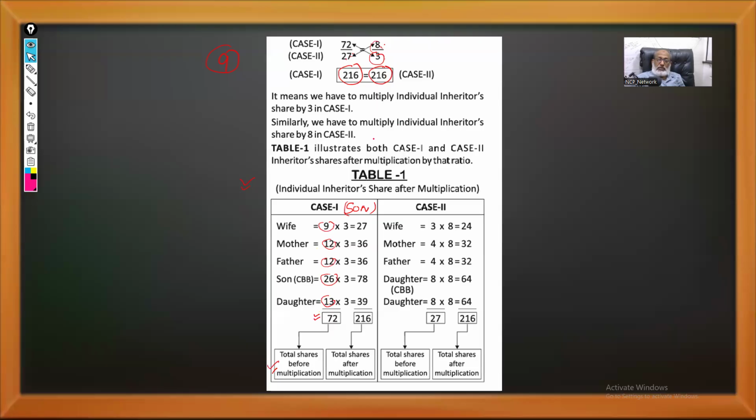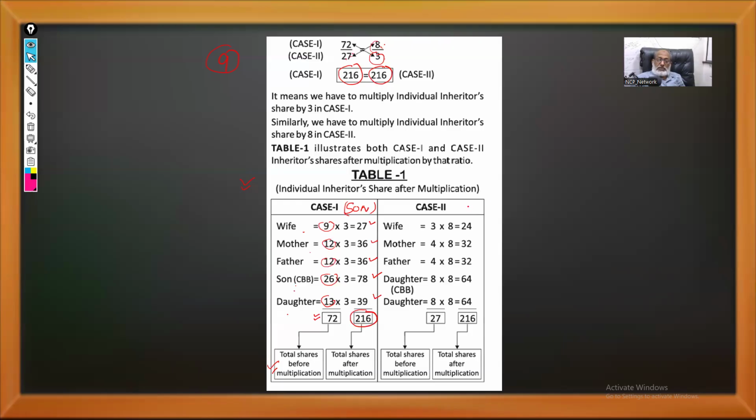If we multiply by 3, then after the multiplication the wife's share becomes 27, the mother's share becomes 36, the father's is also 36, the son's share becomes 78, and the daughter's share becomes 39. So it becomes 216.